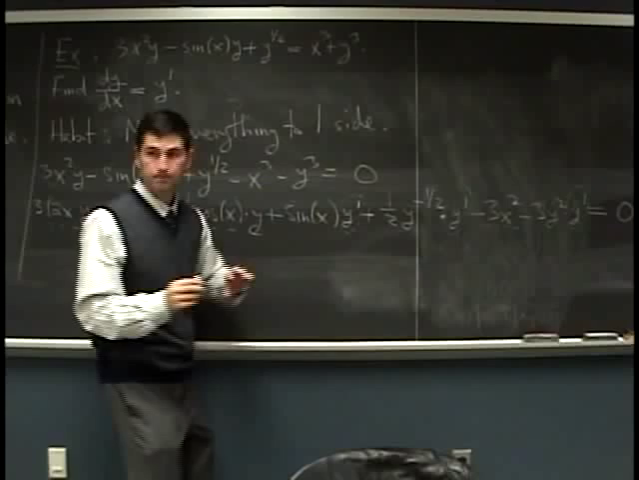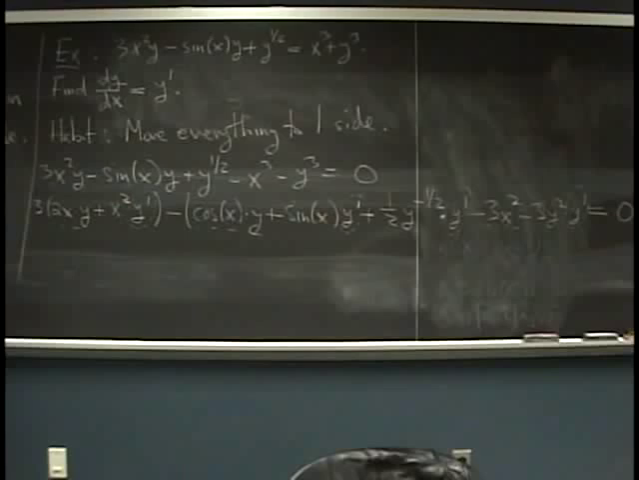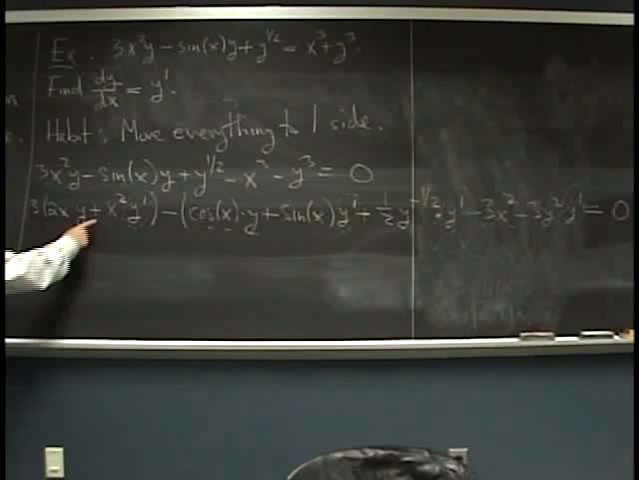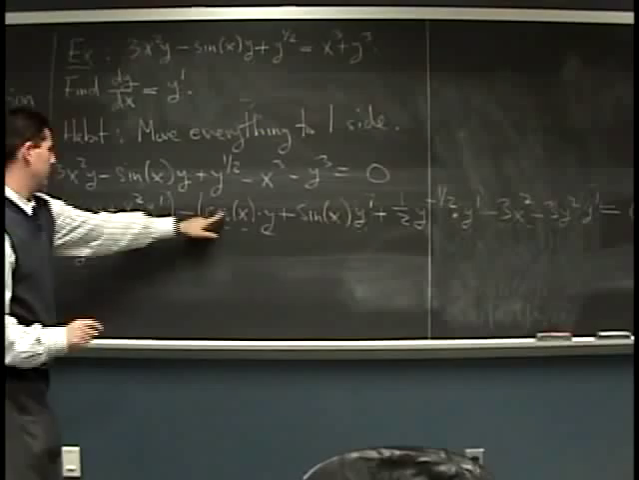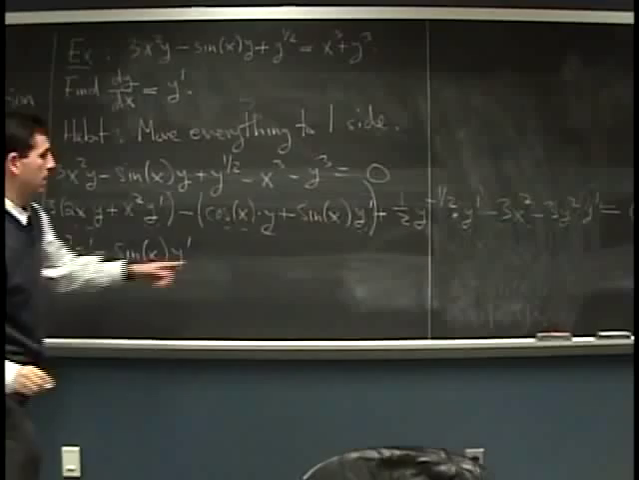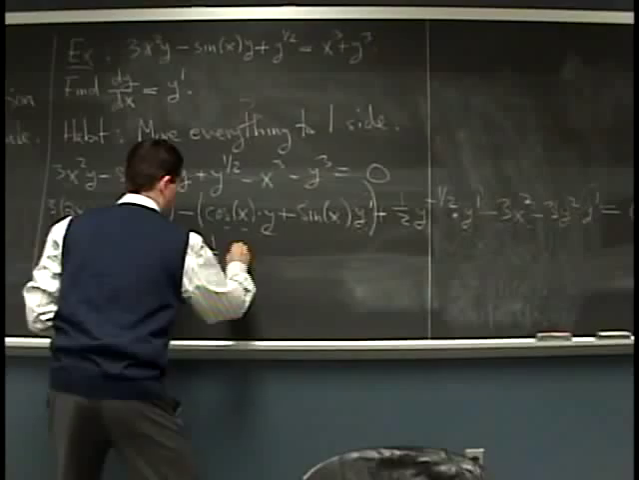So I'm going to take everything without a y prime and throw it to the other side. That's going to give me, I have to make sure I expand all these, there's a 3, there's a minus 1, and so forth. So let's see, I get 3x squared y prime, and then I'm going to throw this away, and I get minus, I think I left a parenthesis off. I get minus sine of x y prime. And then I get here a plus 1/2 y to the minus 1/2 times y prime.